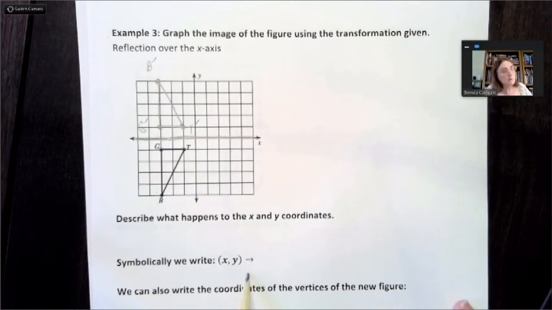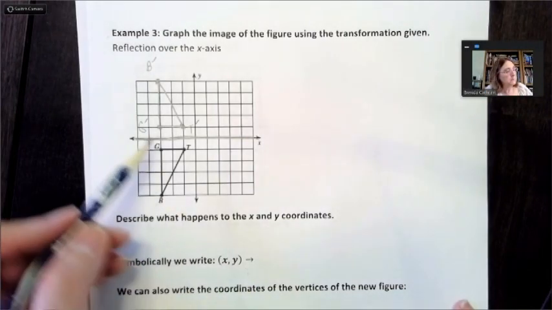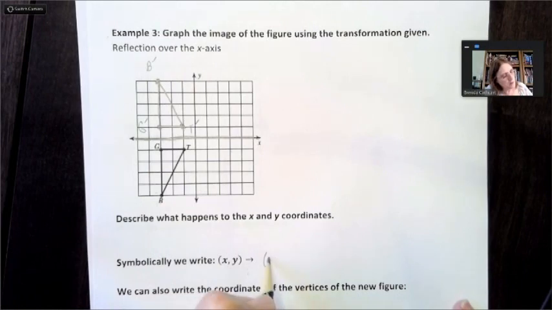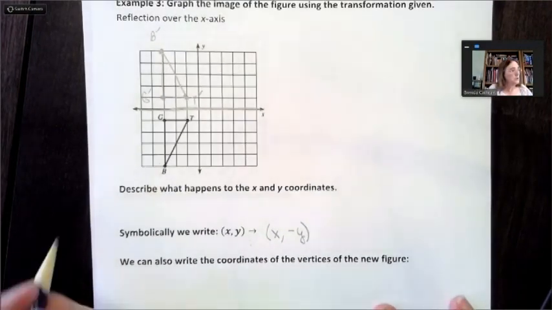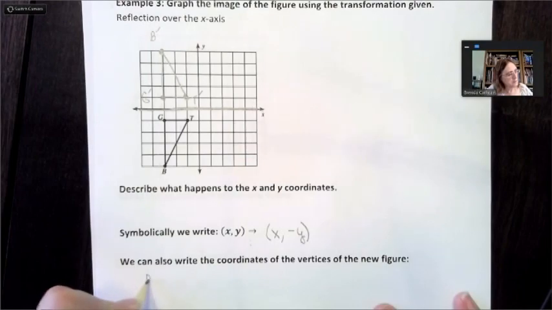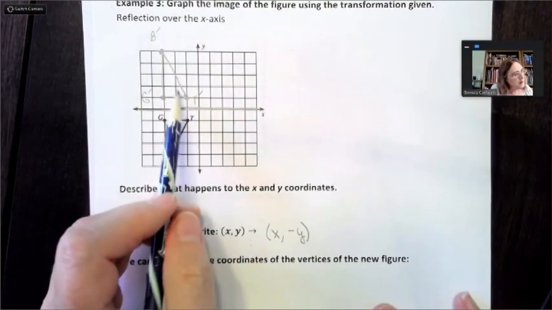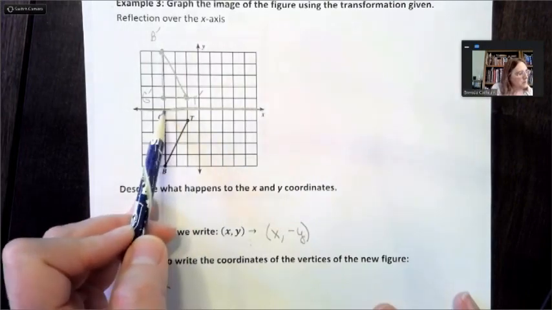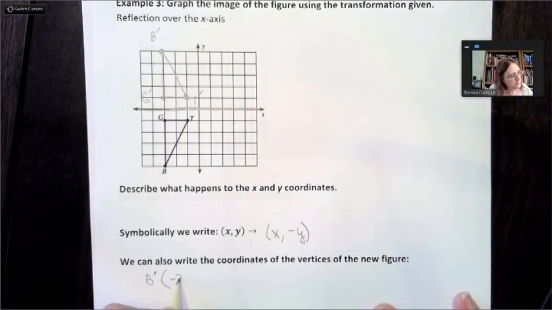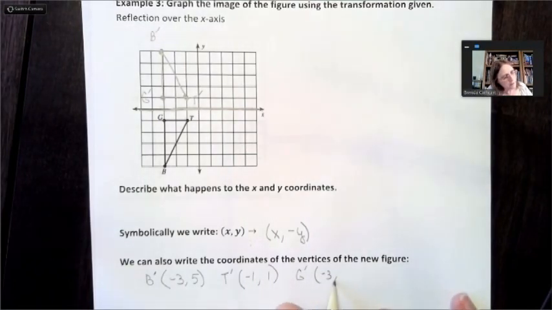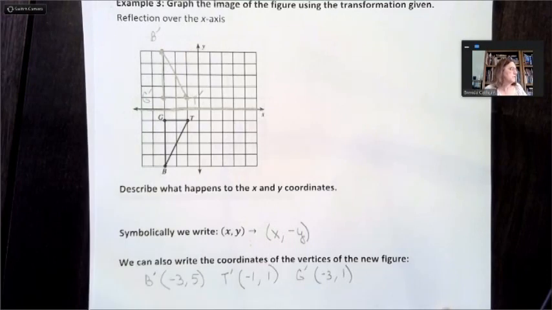So when we write any point x, y with this reflection, the x coordinates stay the same and the y coordinates become their opposites. And we can write the coordinates of our new figure. So B prime, our coordinates are negative 1, 2, negative 3, 5. T prime is negative 1, 1. And G prime is negative 3, 1. And so those are the coordinates of our new figure.